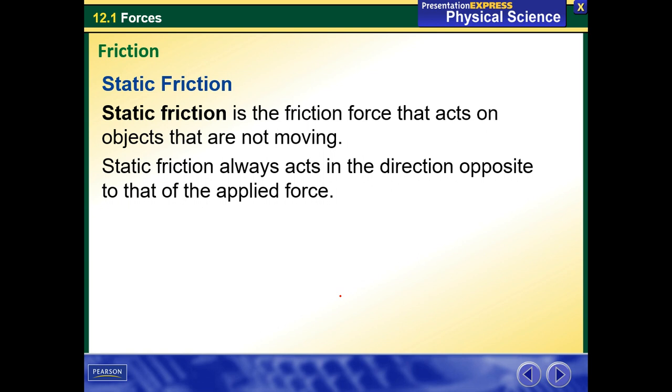Static friction is the friction that all objects have that are not moving. And typically, static friction is the friction you have to overcome in order to get something to move. So static friction always acts in the direction opposite of the applied force. That means if you are trying to push a dresser to the right, the friction is going to apply against you towards the left because the object doesn't want to move. It's inertia. It wants to stay in one spot.